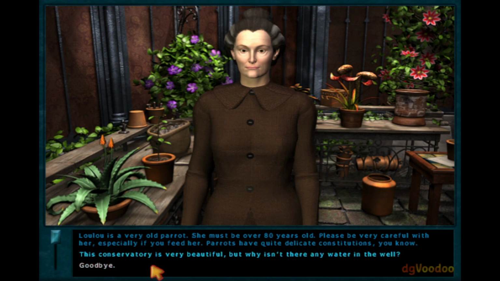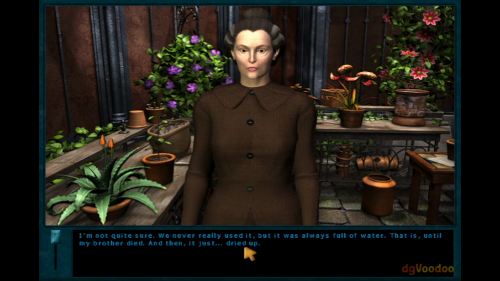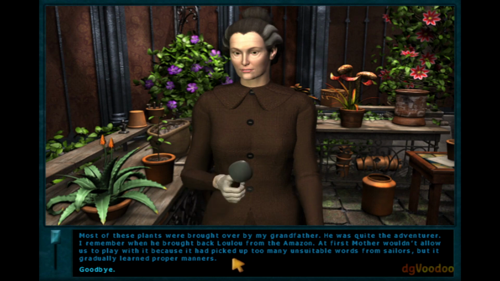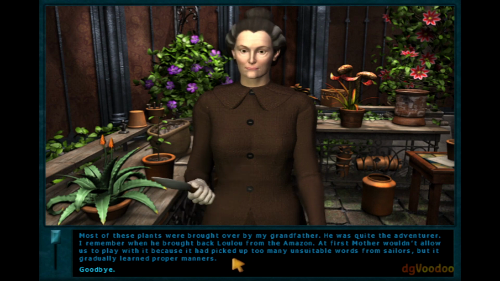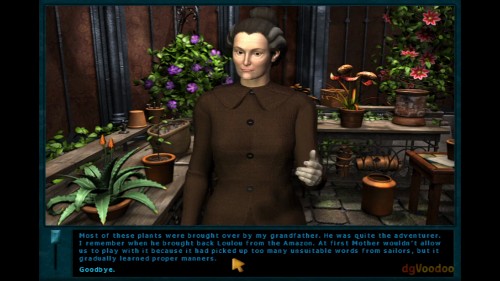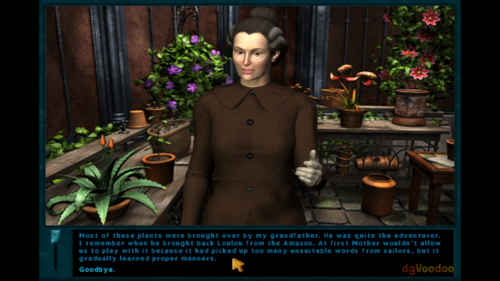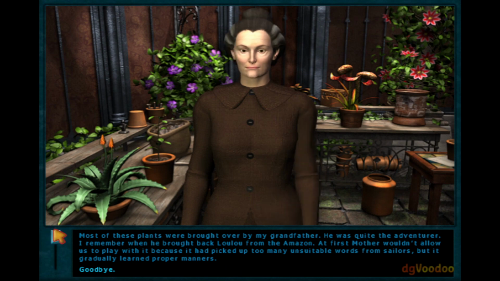This conservatory is very beautiful, but why isn't there any water in the well? I'm not quite sure. We never really used it, but it was always full of water. That is until my brother died. And then it just dried up. Most of these plants were brought over by my grandfather. He was quite the adventurer. I remember when he brought back Lulu from the Amazon. At first, Mother wouldn't allow us to play with it because it had picked up too many unsuitable words from sailors. But it gradually learned proper manners.